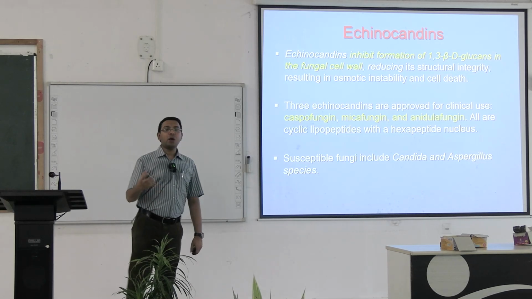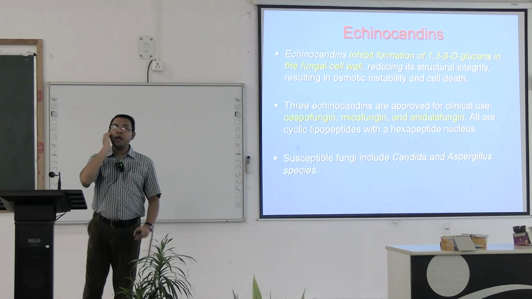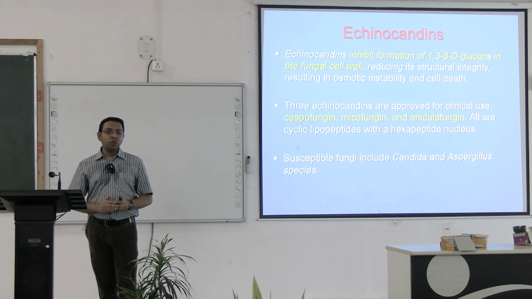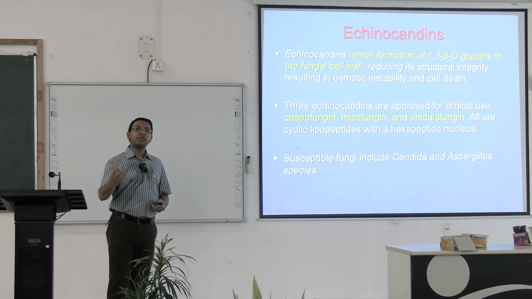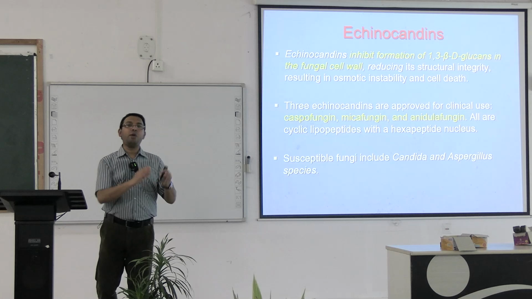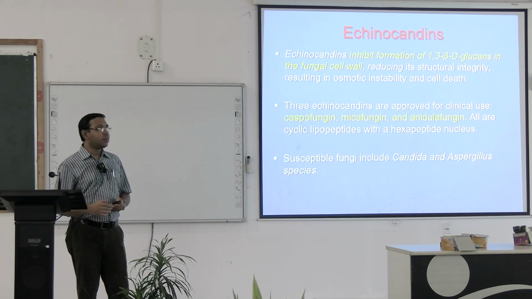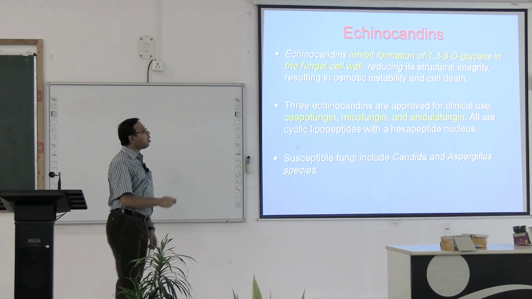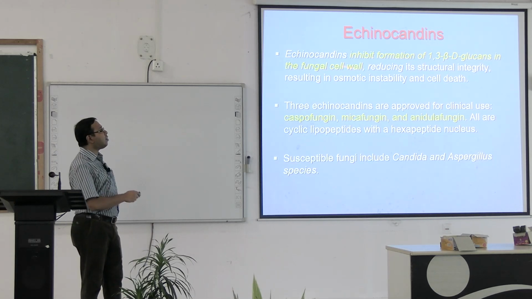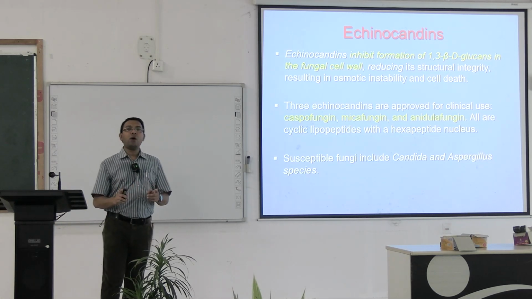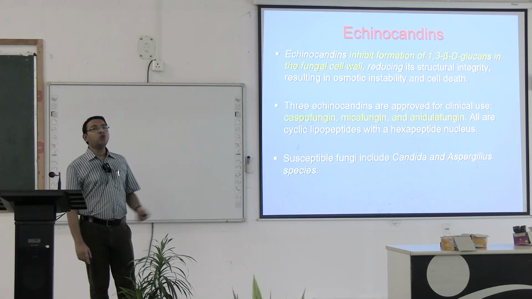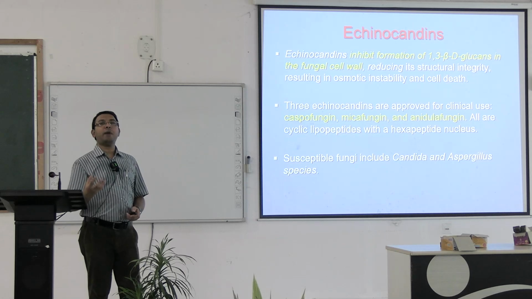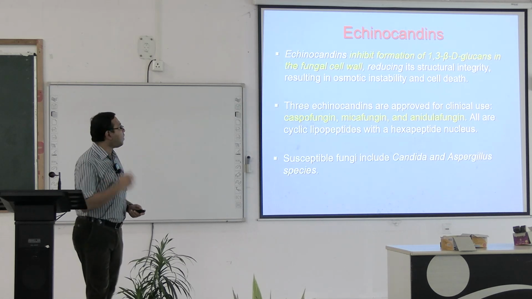So echinocandins act on the cell wall. Firstly, we have seen those drugs that act on the cell membrane, that is the polyenes and then the azoles. Then we have seen some drugs that act on the nucleus, that can block mitosis and DNA synthesis. Now coming to the echinocandins, they inhibit the formation of 1,3-beta-D glucans in the fungal cell wall. So the fungal cell wall contains 1,3-beta-D glucan. This 1,3-beta-D glucan synthesis is blocked by the echinocandin group of antifungal drugs.